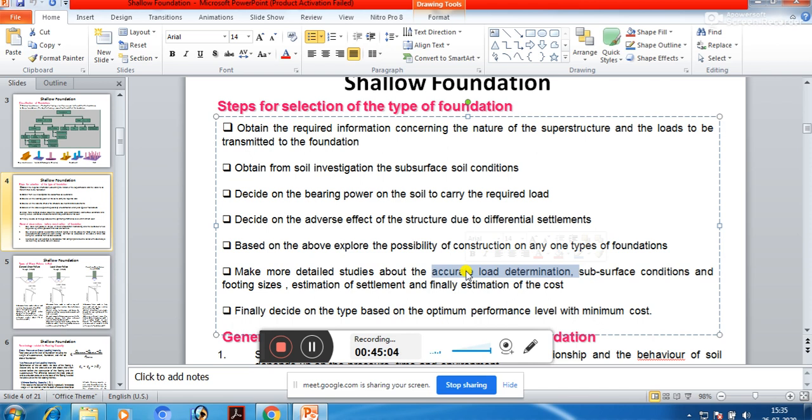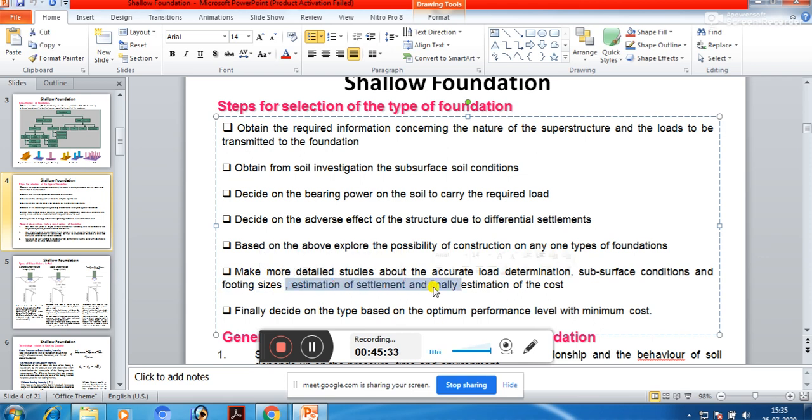And then you will have to do a more detailed study about the subsurface conditions. That means where you will be constructing your foundation, at the underground level, from that level you will have to collect samples of soil, and then test it and check the condition of the subsurface, and then decide on the footing sizes and type of foundation.